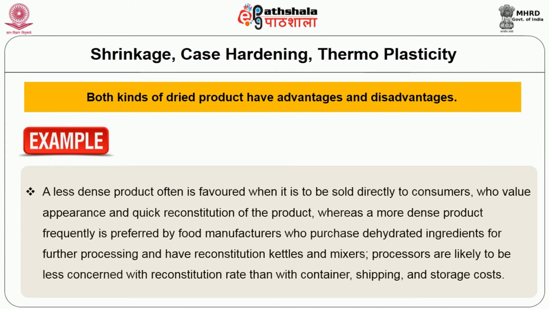A less dense product often is favored when it's to be sold directly to consumers who value appearance and quick reconstitution of the product, whereas a more dense product frequently is preferred by food manufacturers who purchase dehydrated ingredients for further processing and have reconstitution kettles and mixers. Processors are likely to be less concerned with the reconstitution rate than with the container, shipping and storage costs.